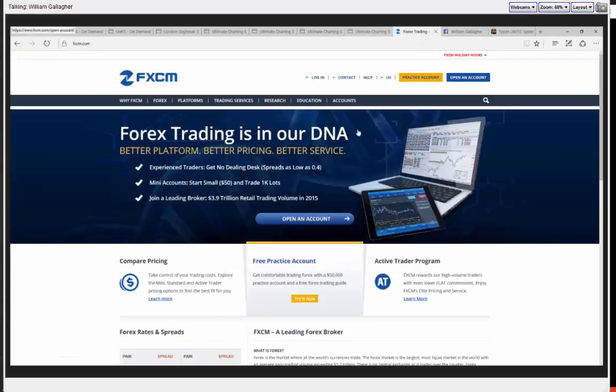Now, to set up a demo account, you can just do a quick Google search for a broker that provides a demo account, and you can sign up for a free demo account. We'll teach you and show you how to do that as well.